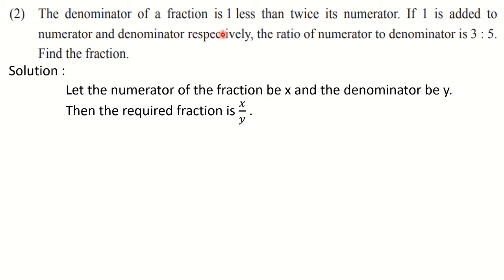Is stands for equal to. 1 less than twice the numerator. Twice means what? 2 times the numerator. So 2x, and 1 less means what? Minus 1. So what can we write down from the first condition? y is equal to 2x minus 1. See, the denominator means y, is stands for equal to, 1 less means minus 1 and twice the numerator means 2x.